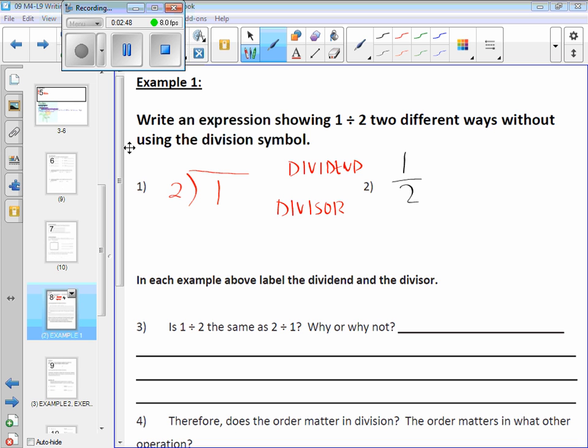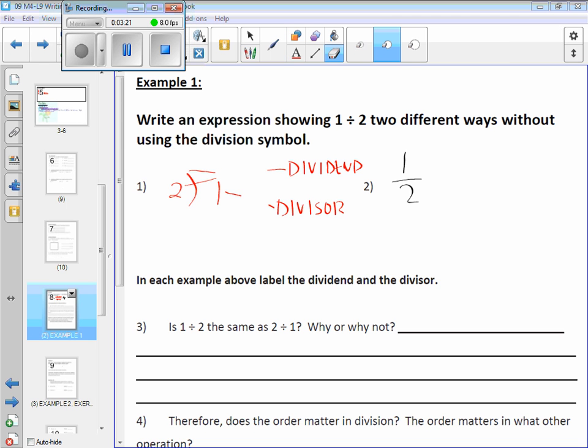With the house method, can you draw an arrow? Do you remember which is the divisor and which is the dividend? Who wants to come up and draw the arrow? Nate, come on up, buddy. You have a 50-50 shot. Dividend. How many people agree? Dividend is 2. Divisor is 1. Uh-oh. You have it reversed.